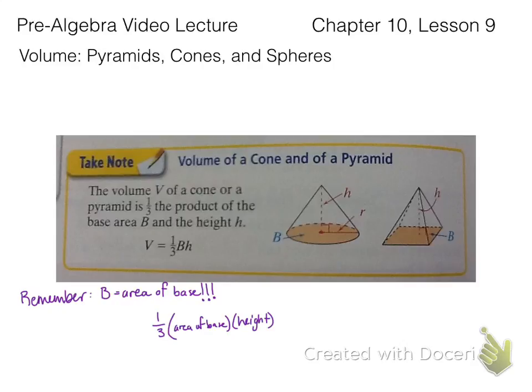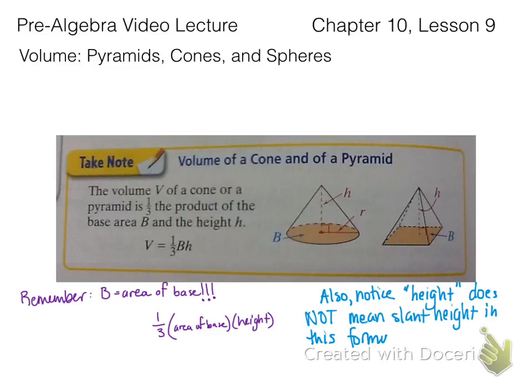So if it's a circular cone, or just a cone, the area of the base would be pi r squared. Now, if we have a square pyramid, the area of the base would be the side times the side. So just remember, it's 1/3 times the area of the base times the height. And also, notice how height here does not mean the slant height. It means the actual height of the pyramid, from the top of the pyramid to the bottom of the pyramid.